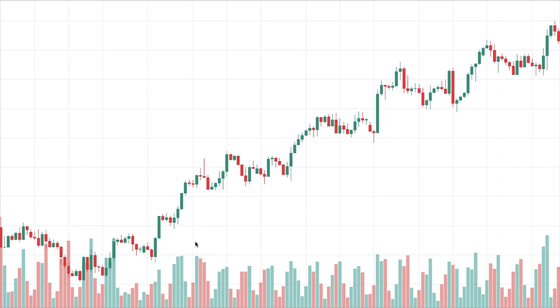Alright, let's get back to volume and see how it helps us with evaluating trends. When the price is in an uptrend or downtrend and we see an increase in the volume, this shows that the advancing or declining of the price is real and it has strength.